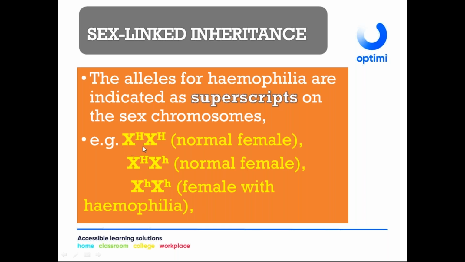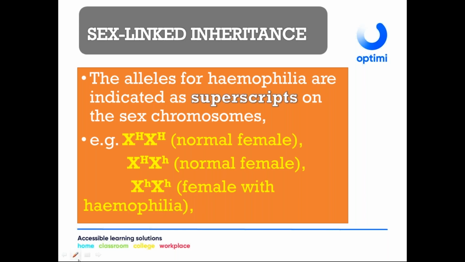For example, if in your phenotype you get this genotype with a capital letter H on top of the X, this is an indication of a normal female. Again, with one capital letter H and one small letter h, this means that although this person has genes for hemophilia, they are recessive. They will not be observed. So also this is an indication of a normal female. But if you've got a superscript of small letter h on both, this represents a female with hemophilia.